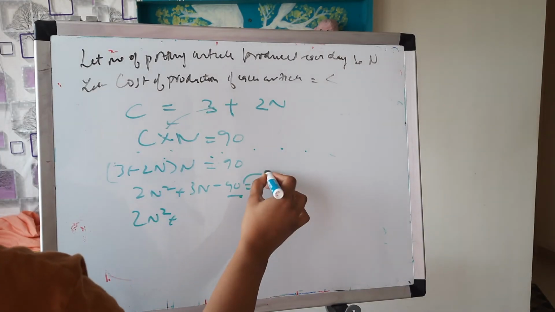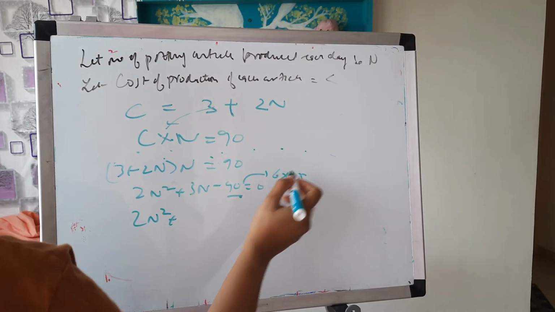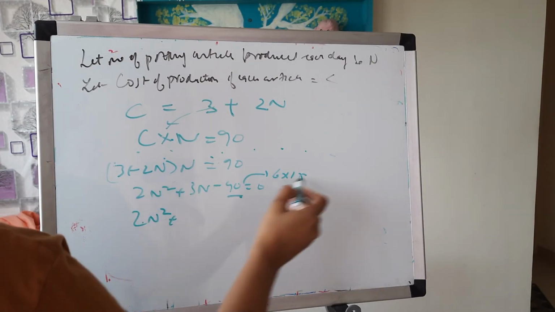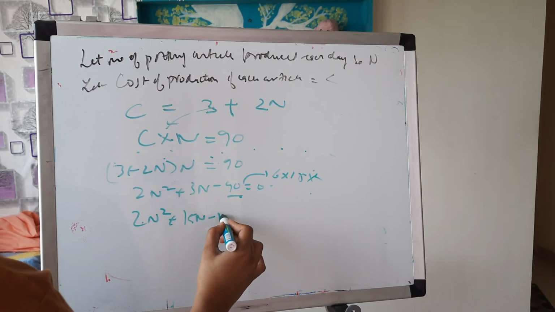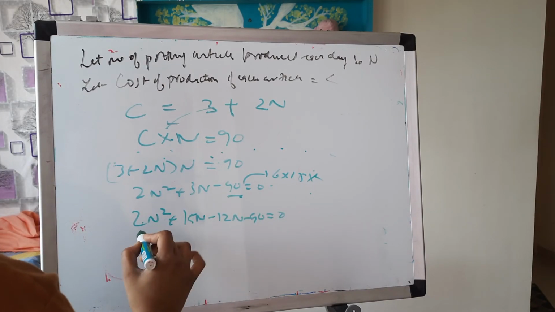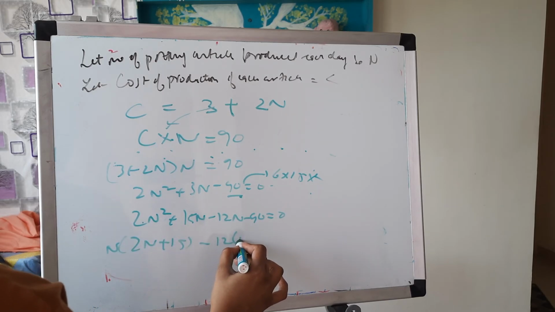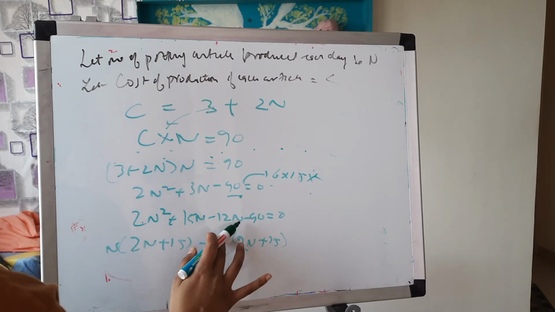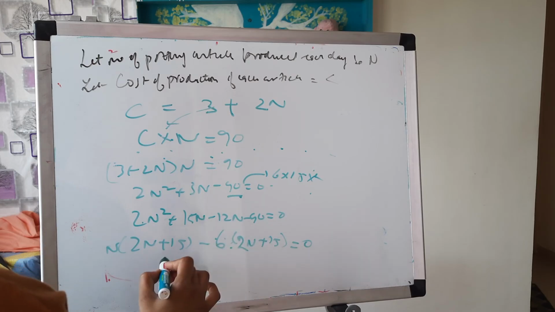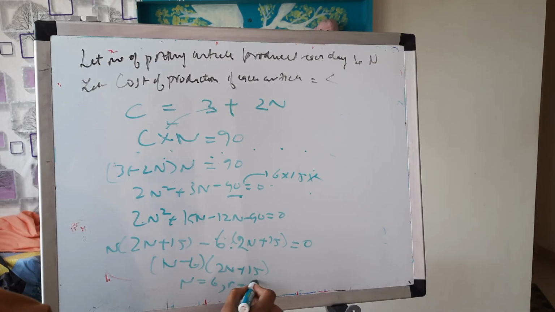What is this? 90. Showing you the factorization. What is this? 6 into 15, right? And this is also 27 here. So 12 and 15 came. It is done here: 15n minus 12n minus 90. 2n plus 15 into n minus 6. n is equal to 6, n is equal to minus 15 by 2.